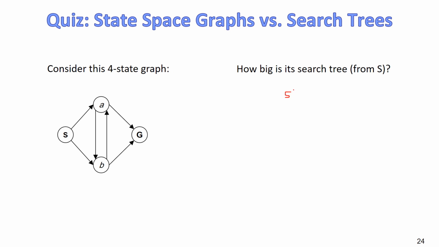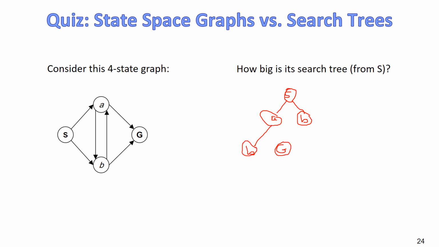Okay, very good. Let me write here S, and there are two branches from there, one for A and one for B. And every one has also two branches. Let's take A. A will go to B or G. Okay, and that's it? For the B.